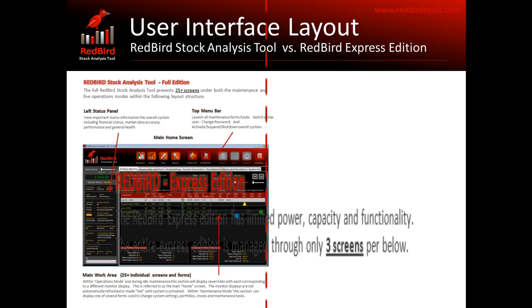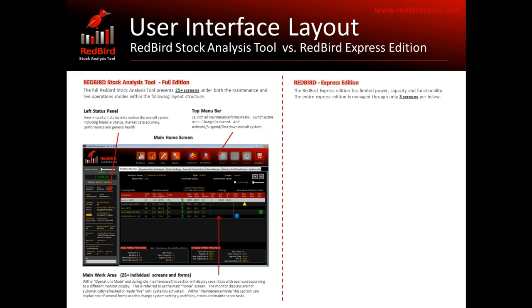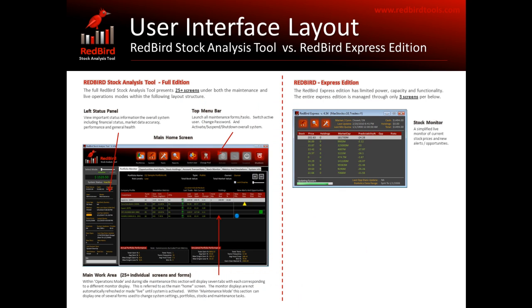On the right-hand side is a look at the RedBird Express Edition. The RedBird Express Edition has limited power capacity and functionality. The entire product is represented through 3 screens and 3 screens only. First, there's a simplified stock monitor. This is a screen that allows users to look at basic information about the stocks in the system, such as price and any opportunities. With the RedBird Express Edition, users can only monitor up to 10 stocks.